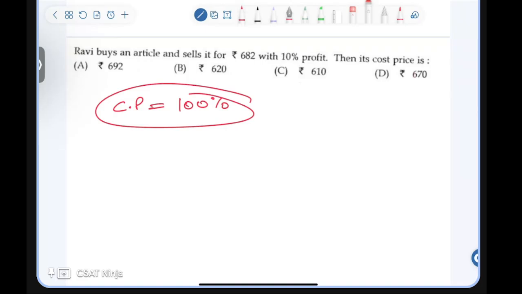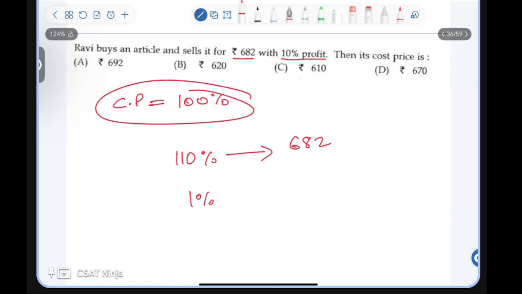Okay, Ravi buys an article and sells it for how much? 682 with 10% profit. So if the cost price is 100, 10% profit is how much? 10% profit is 110. 110% is given as how much? 10% profit sold at how much? 682. Are you following this? That means from 100, if I plus 10%, my value here is 110%. And the question says that 110% is nothing but 682.